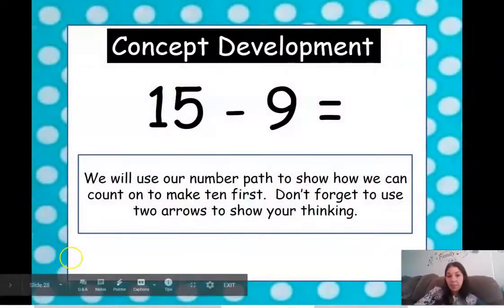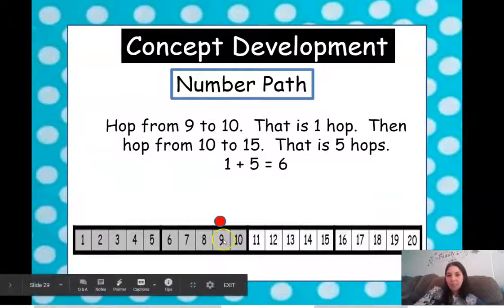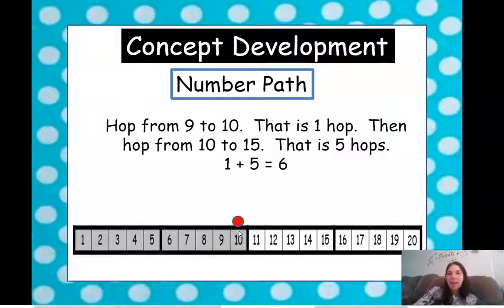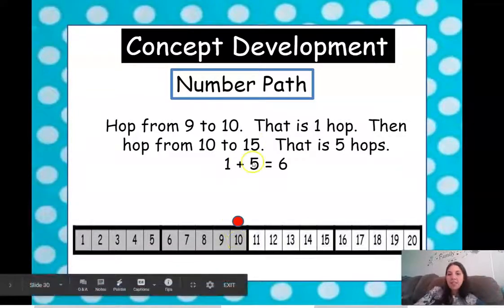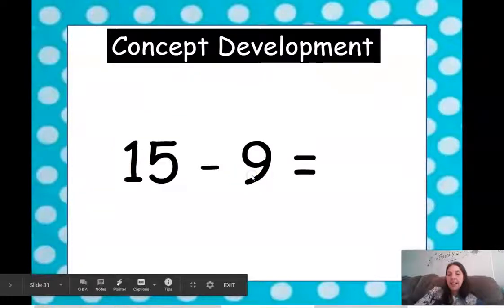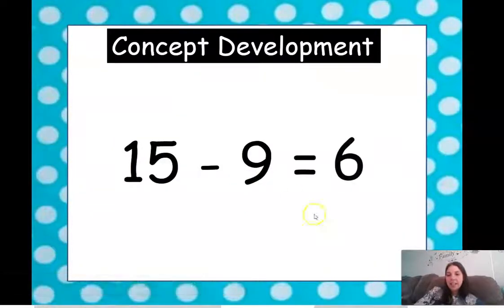Or we can look at the number path. 14, 15. Okay. So we have 9. And we're going to count from 9 to 10 is 1. And then 10 to 15 is going to give us another 5. So that gives us 6.